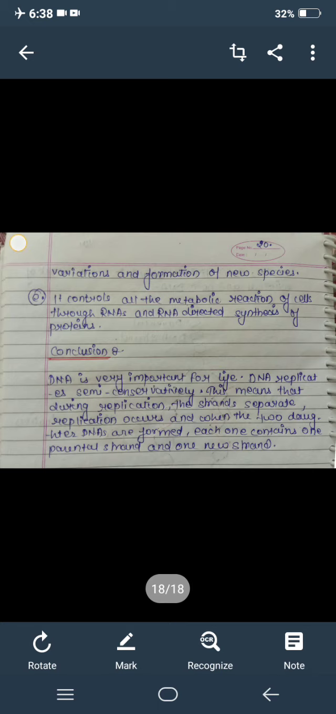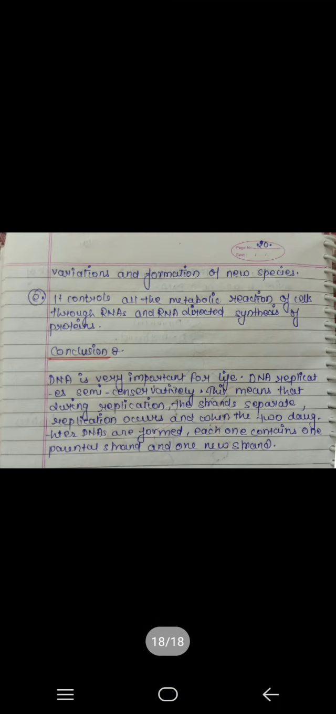Conclusion. DNA is very important for life. DNA replicates semi-conservatively. This means that during replication the strands separate, replication occurs, and when two daughter DNAs are formed, each one contains one parental strand and one new strand.